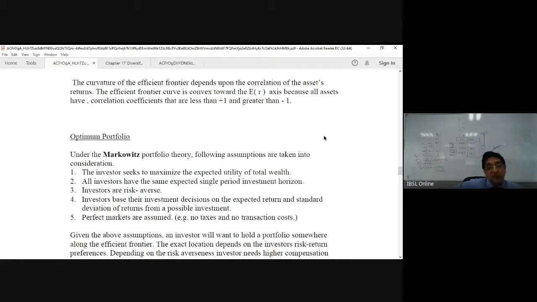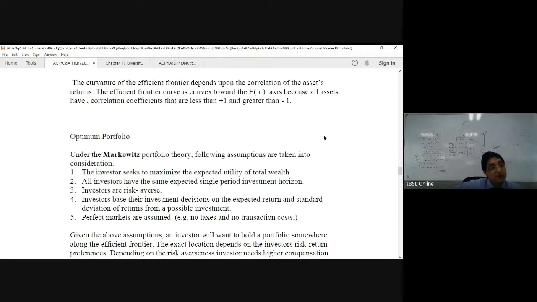Then just look at it. Under the Markowitz portfolio, the following assumptions are taken into consideration. Right. Now, any investor likes to maximize the expected utility of his total wealth. That is very rational. I mean, people really behave in that manner. So that is what Markowitz theory says. All investors have the same expected single period investment horizon. Those are the assumptions coming under Markowitz portfolio theory. Assumption number one is all investors seek to maximize their utility. And the second one is all the investors have an expected single period investment horizon.